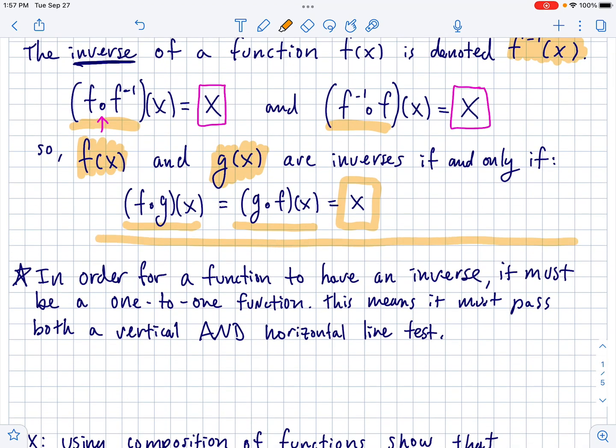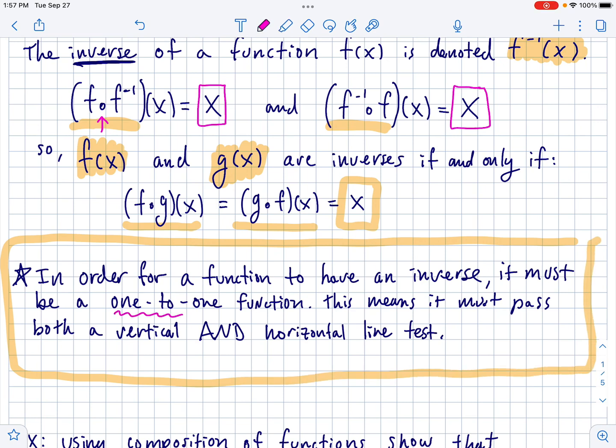It should be noted that in order for a function to have an inverse, it must be a one-to-one function. What that means is each input has to have its own unique output and vice versa. Each output has to have its own unique input, which means it must pass a vertical and a horizontal line test. We have not talked about horizontal line tests yet, but a function only has an inverse if it's one-to-one and passes both the vertical and horizontal line test.